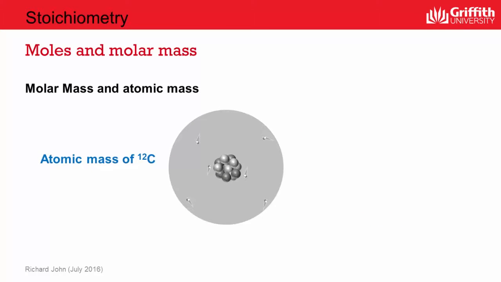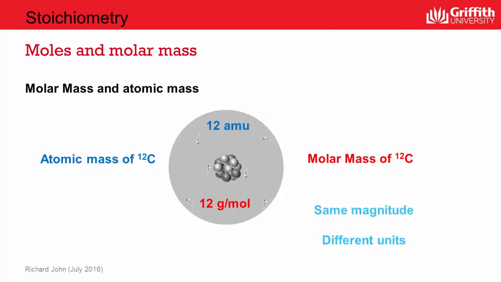So what's the relationship between the molar mass and the atomic mass? So for example, we know that the atomic mass of carbon-12 is 12 atomic mass units. And we know now that the molar mass of carbon-12 is 12 grams per mole. So the relationship is that they have the same magnitude, 12, but they've got different units. The units for atomic mass being atomic mass units, the units for molar mass being grams per mole.